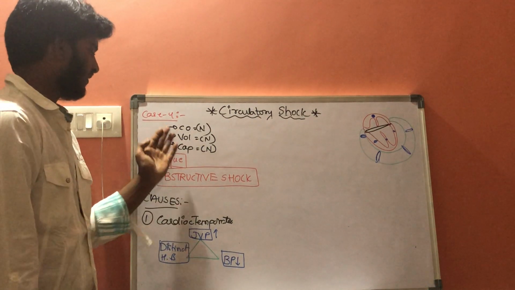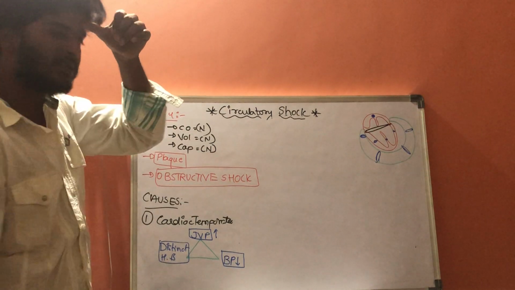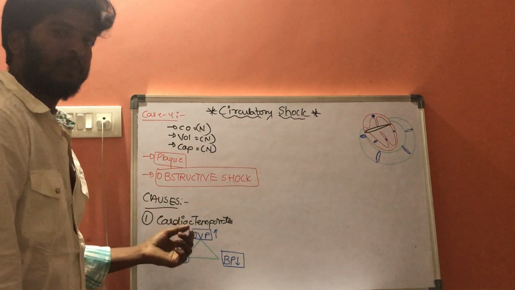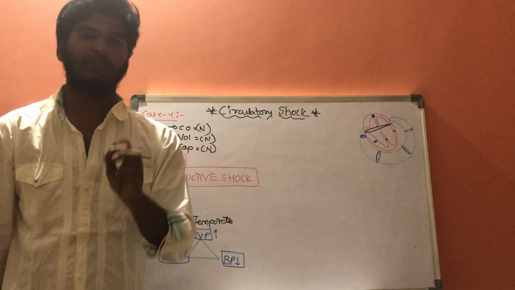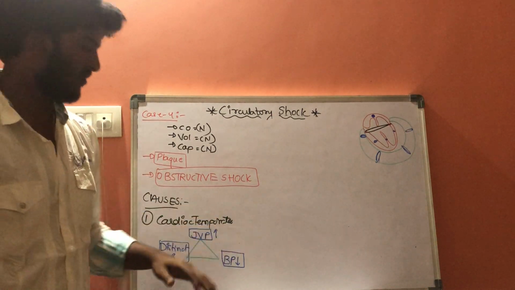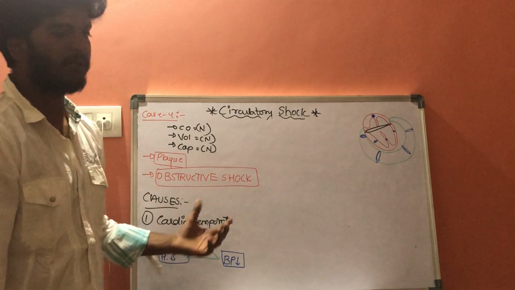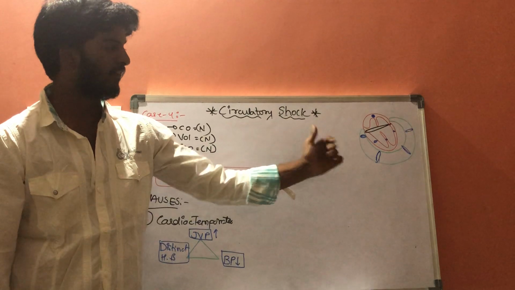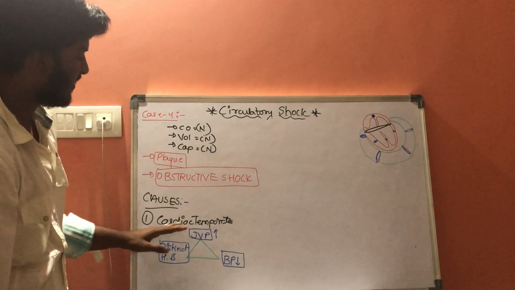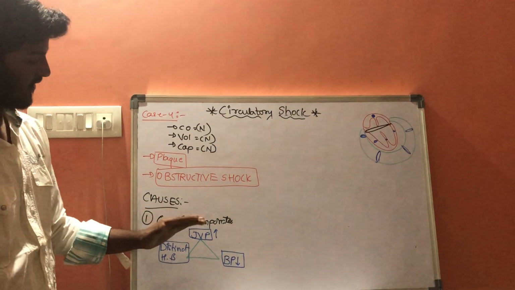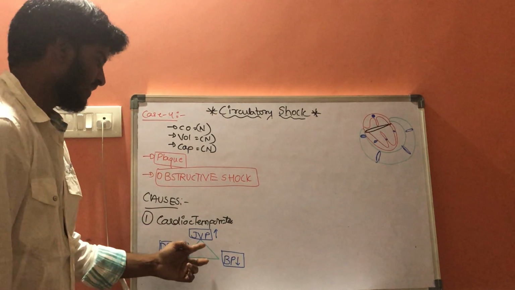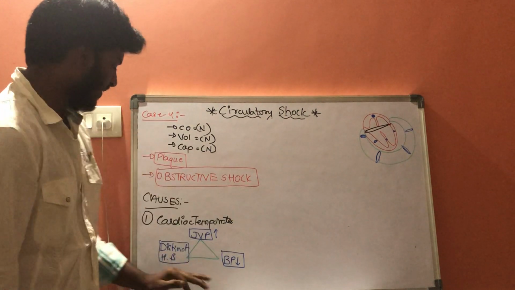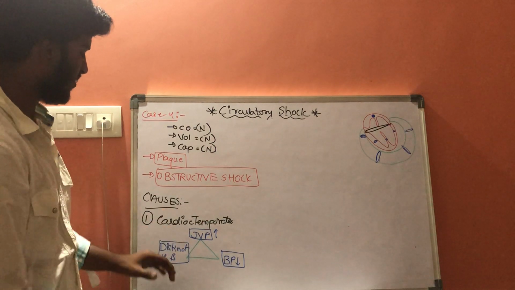Again coming back. Case number 4 is obstructive shock because of presence of obstructions within the flow of the blood. The first cause is cardiac tamponade, which is accumulation of fluids within the pericardium. Because of accumulation of fluid, it becomes highly difficult for blood to flow within the circulatory system and it results in obstructive shock. The person experiences increase in jugular venous pressure, decreased blood pressure, and a distinct heartbeat. This is the first cause of obstructive shock.